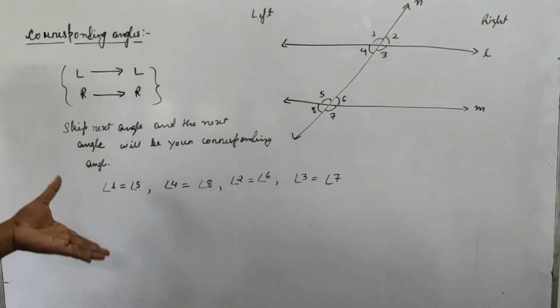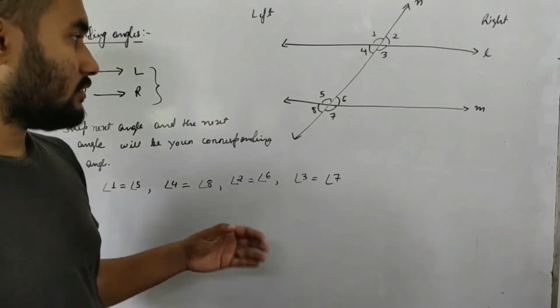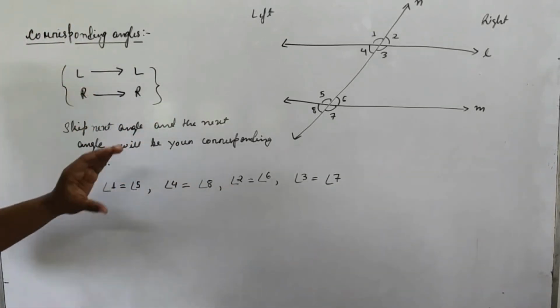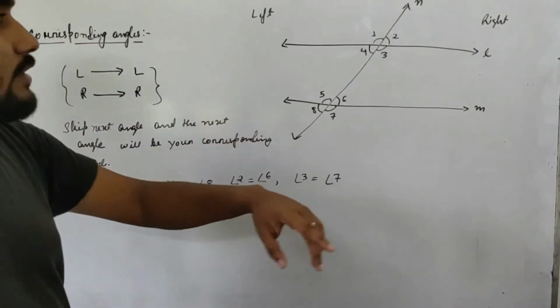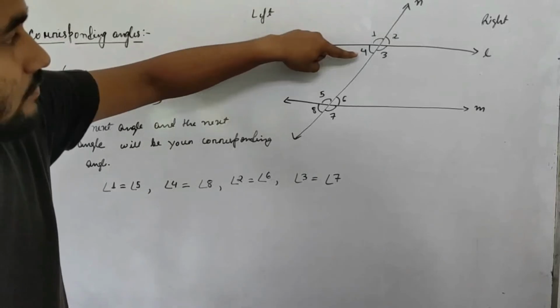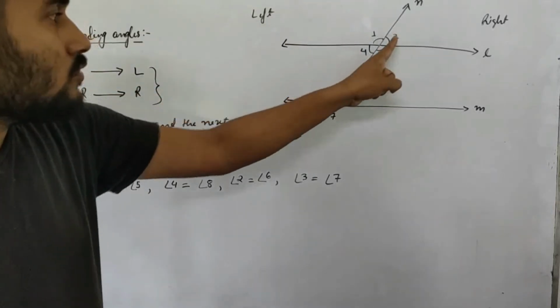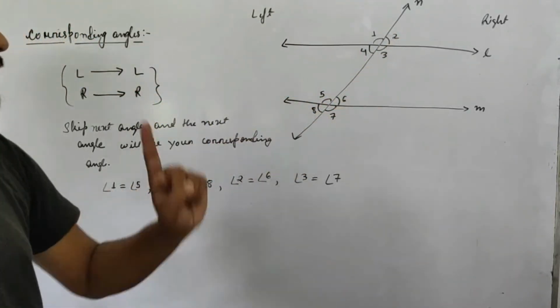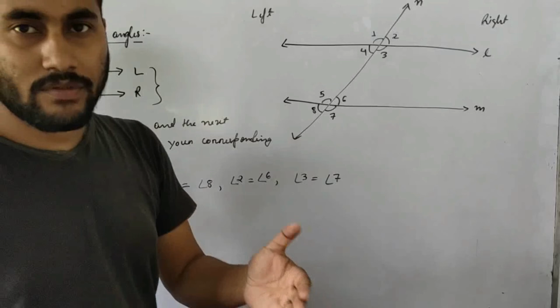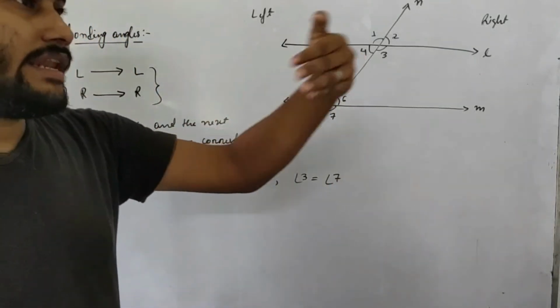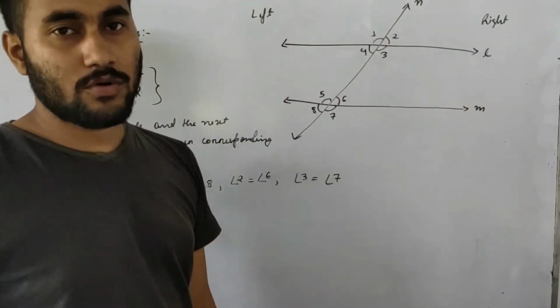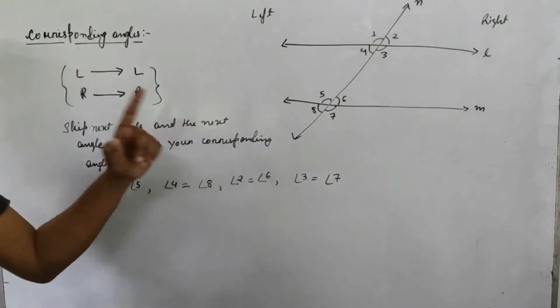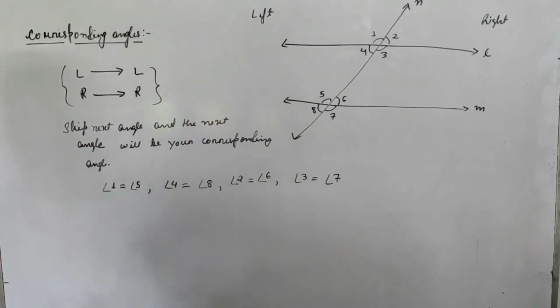Okay, there is no such rule. Just after practicing for one or two times, forget about this rule. Directly you try to tell that with 1, 5; with 4, 8; with 2, 6; with 3, 7. One angle you have to jump. Okay, one angle you will jump and the next angle will be your corresponding angle. Or you can say like this, jump one angle and the next angle will be the corresponding angle.